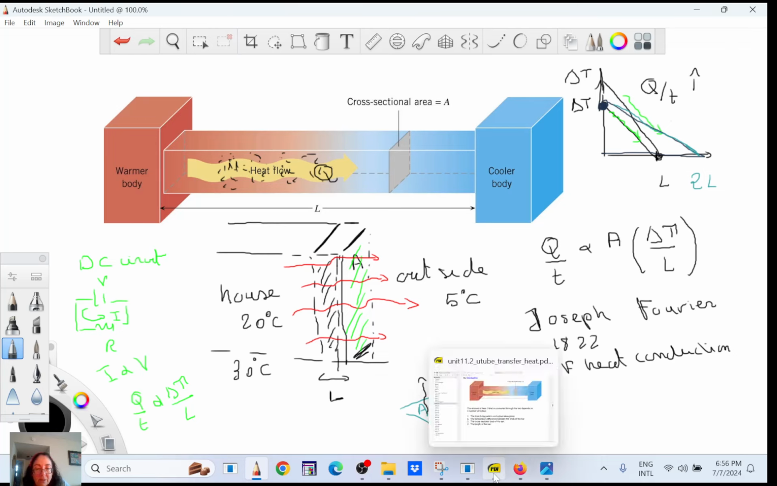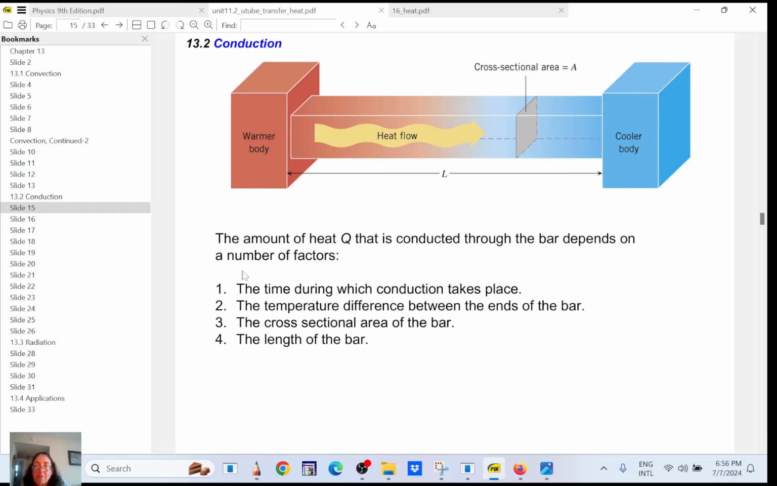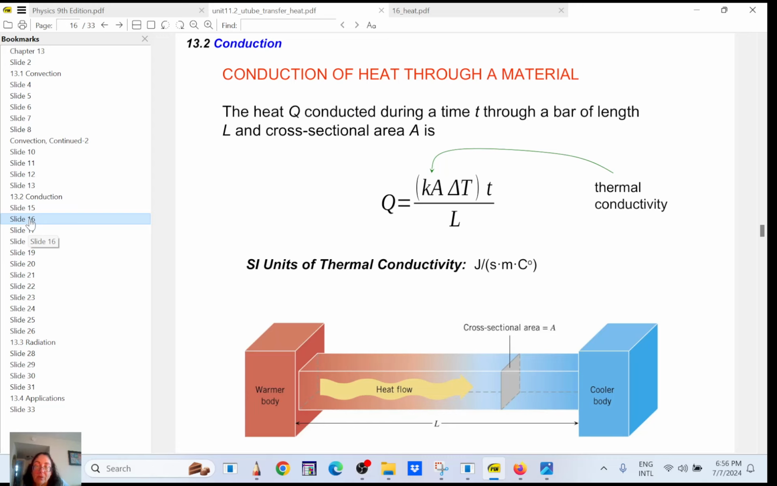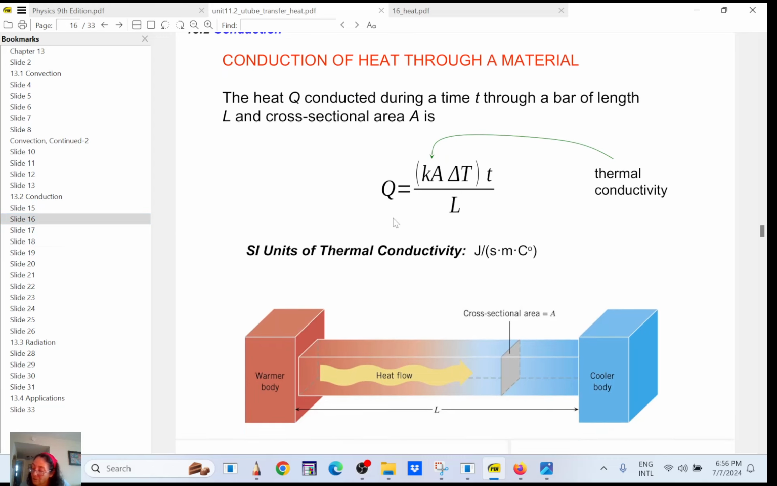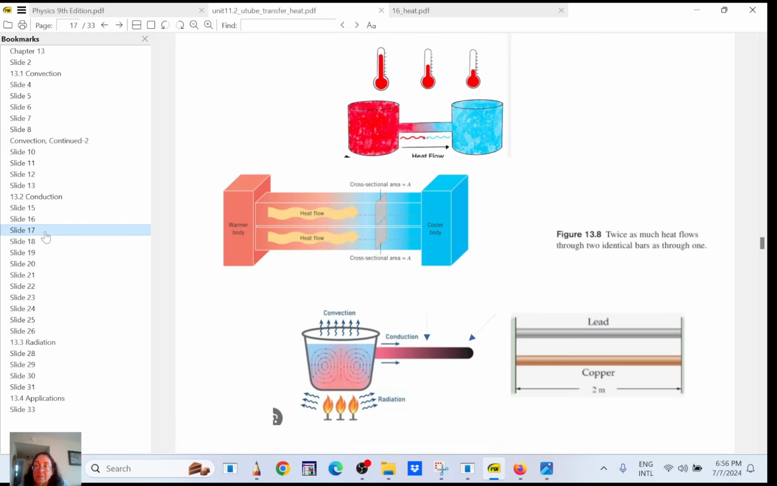Okay, so let's look at the slides here. How fast the heat is flowing depends on the temperature difference. It depends on the area and also on that length, how much the heat has to travel through. So that will be your equation there.